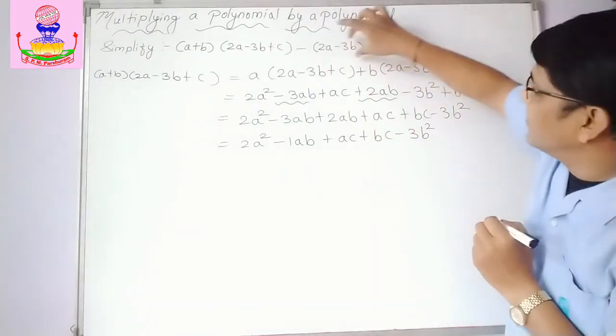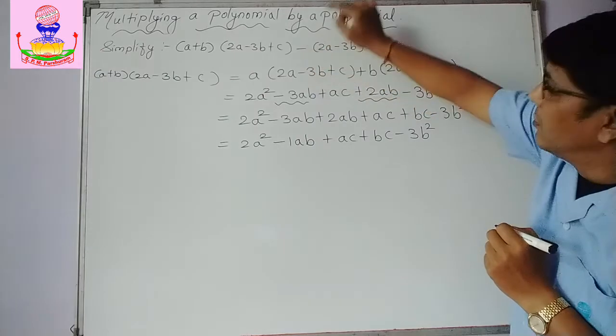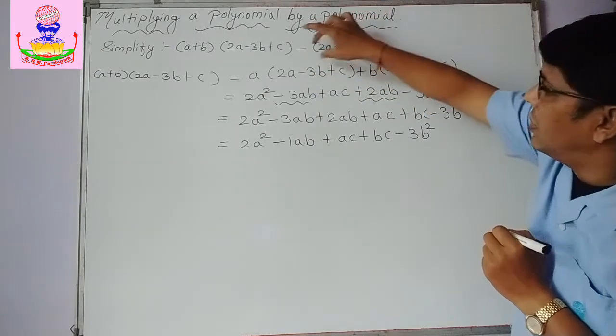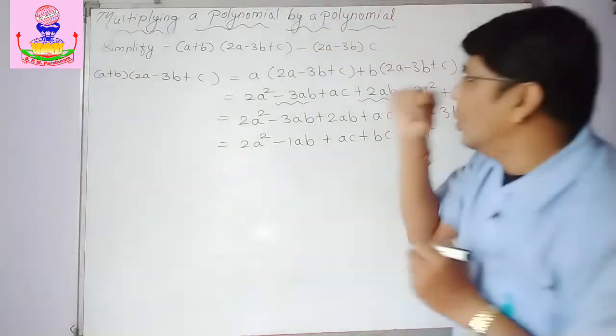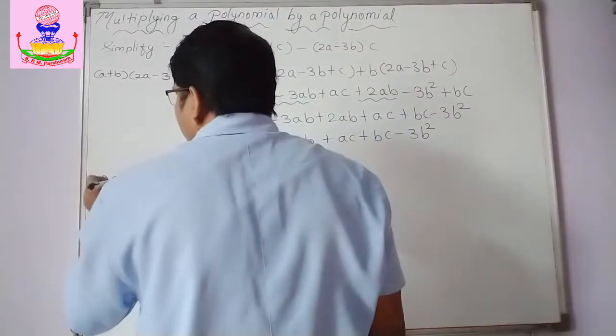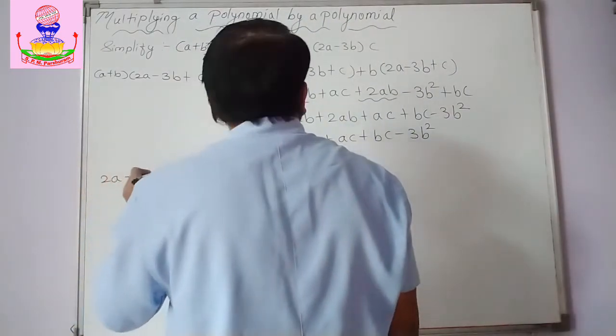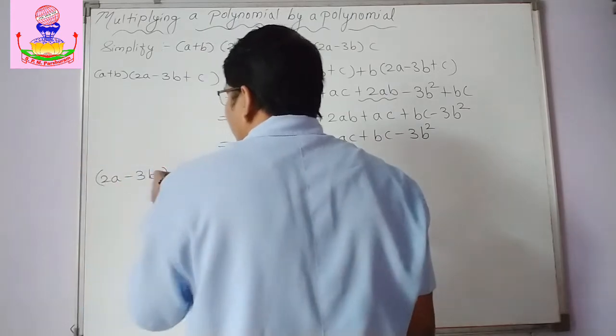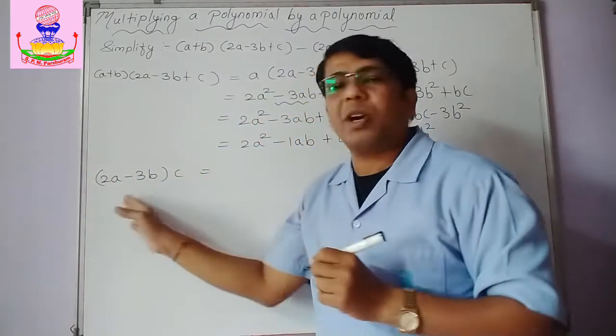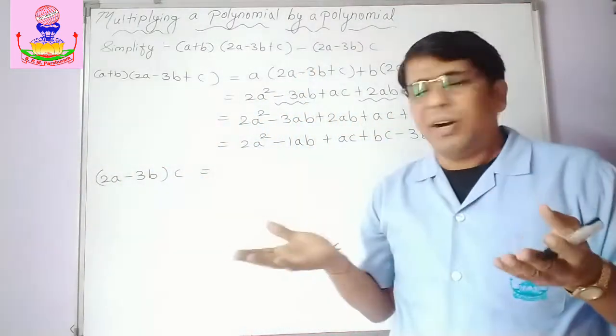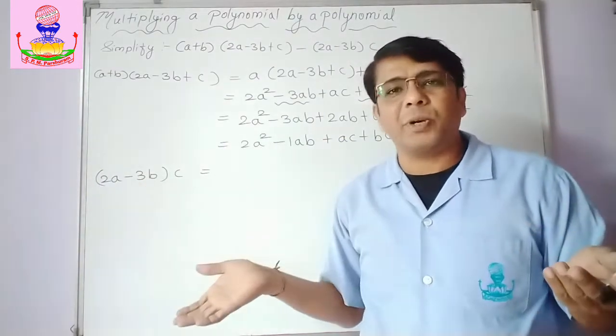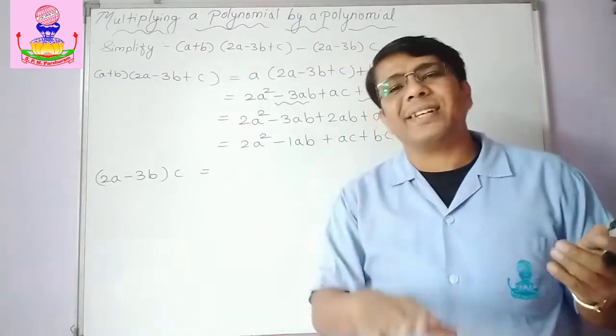Now I will take this term. Don't take this minus sign. We want to just evaluate this term. Okay. So 2a minus 3b into c. Now you know the property of commutativity. Or directly you can do it. It depends upon you. 3 4s are 12, 4 3s are 12.